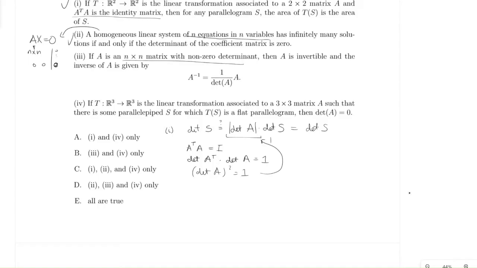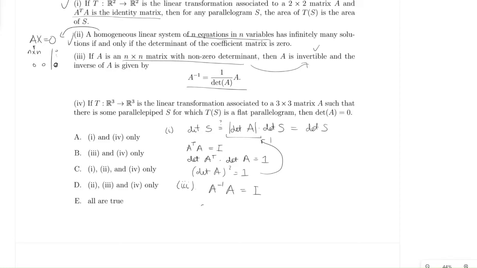So based on the definition of invertible, this part of the statement is true. And the inverse of A is given by this. Because we know that this is an invertible matrix, we know that an inverse exists. So we can write it as A inverse times A is equal to 1, or equal to the identity matrix.